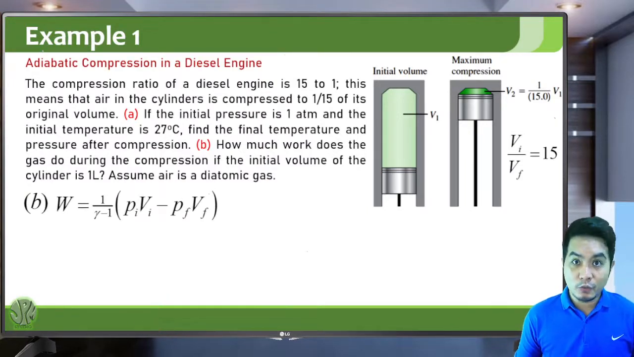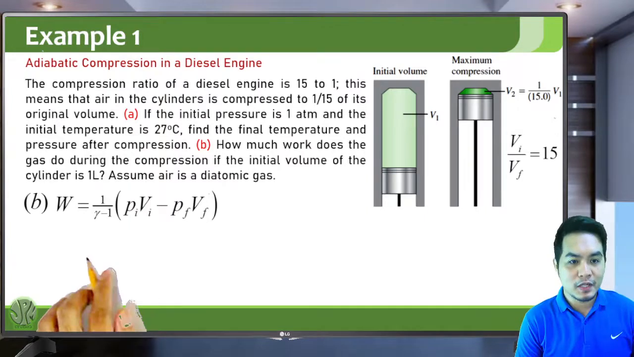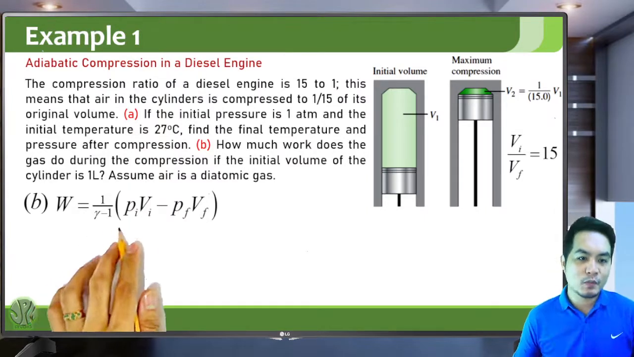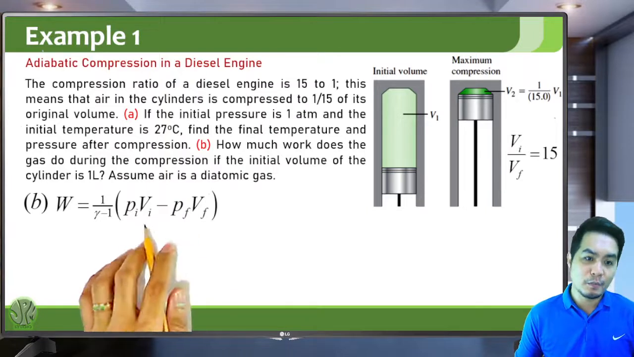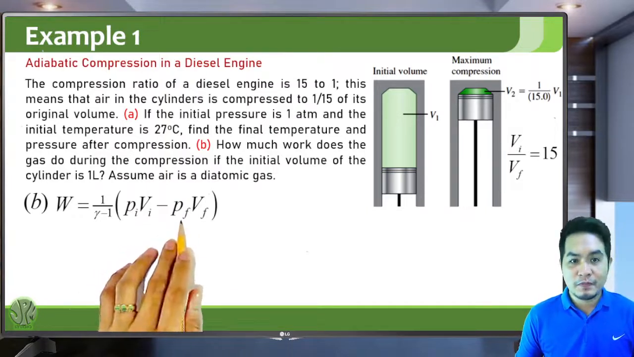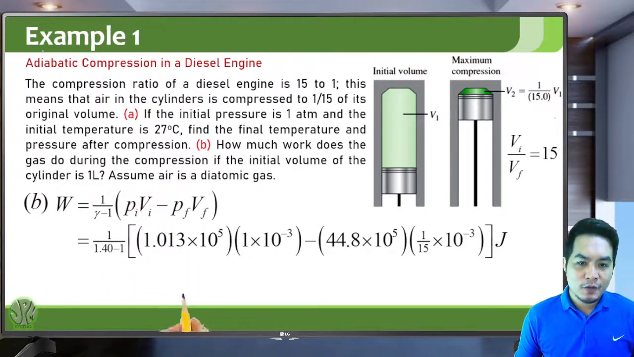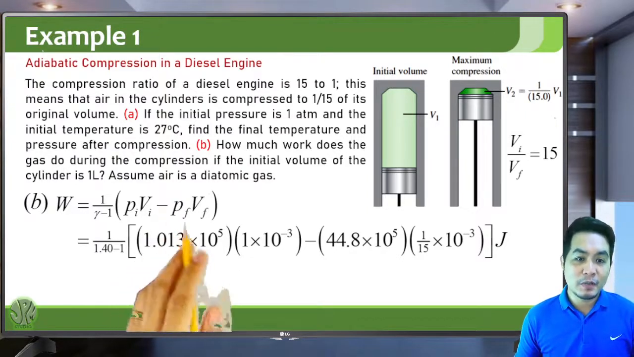So there are two formulas for work actually, but we'll just use this one. So 1 over gamma minus 1, P1 V1 minus P2 V2, or P initial V initial minus P final V final. So you substitute all of the values, but make sure it is in SI unit. The pressure must be in Pascal, and the volume must be in cubic meters.